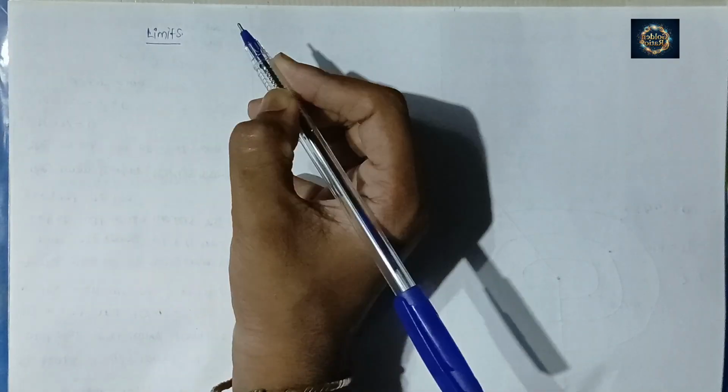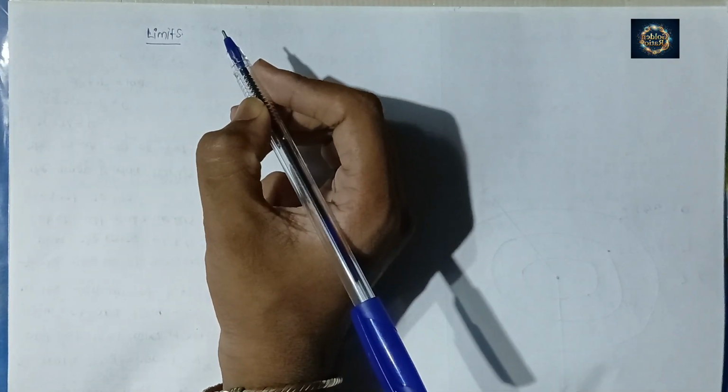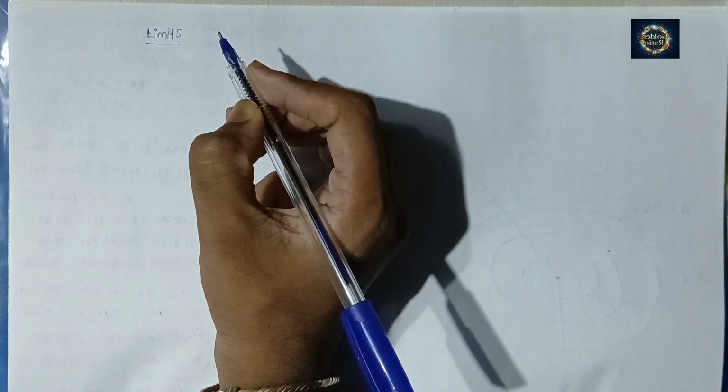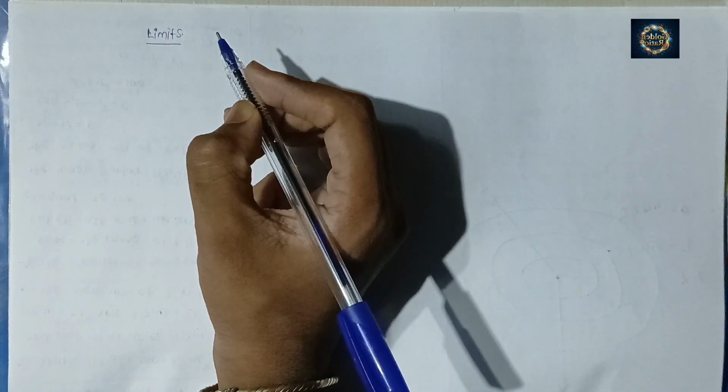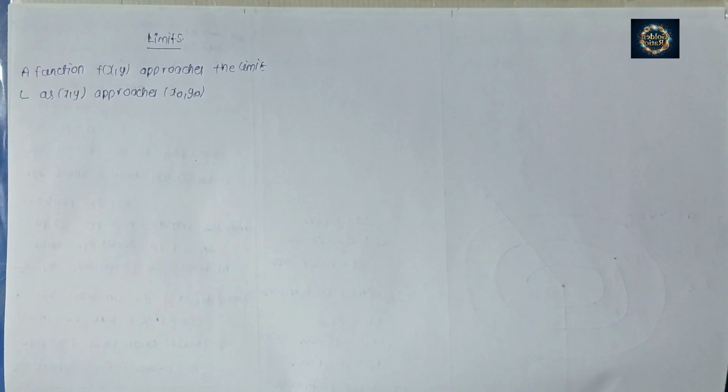So what are limits? How can we define these limits? I will write the simple definition of limits. I can simply define the limit as: the limit of a function f of x comma y approaches the limit L as x comma y approaches x naught, y naught. So we can simply write the notation for the limit.